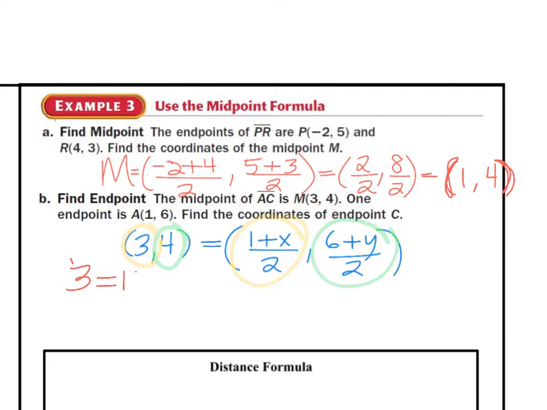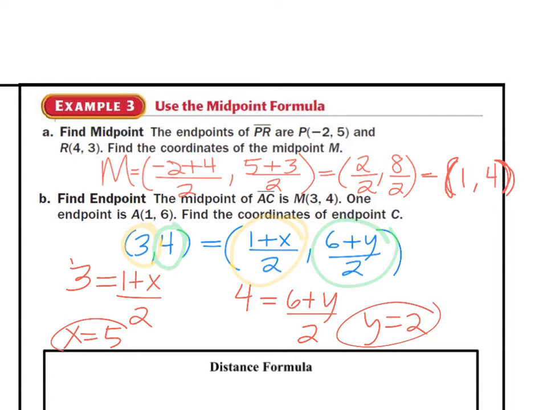Three would be equal to 1 plus x divided by 2, and 4 would be equal to 6 plus y divided by 2. If you solve those equations, so multiply by 2 and then subtract 1, for that first one you get 5, and the next one you get 2, like we talked about. So your other endpoint, does it say C? C is 5, 2. These are the kind of equations where you have to multiply first and then deal with the top part.